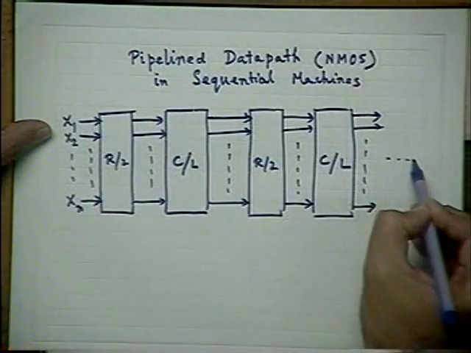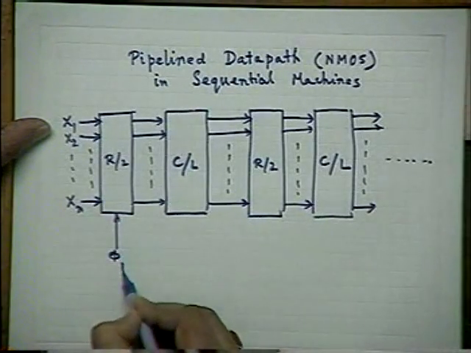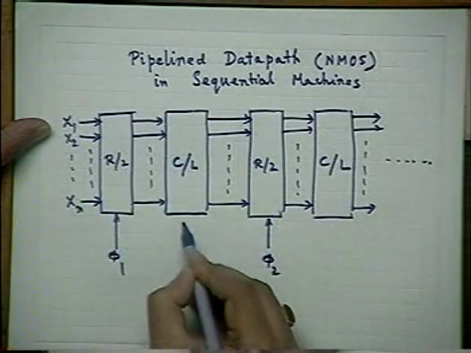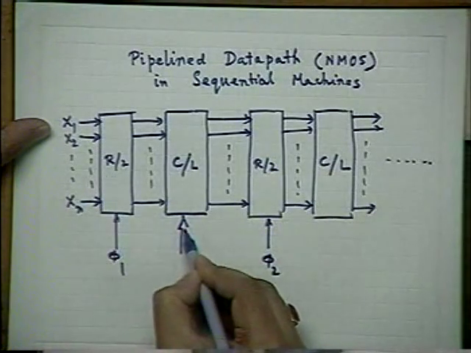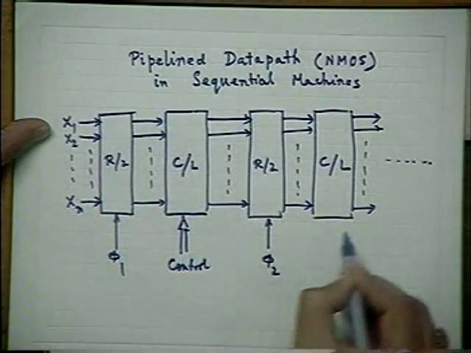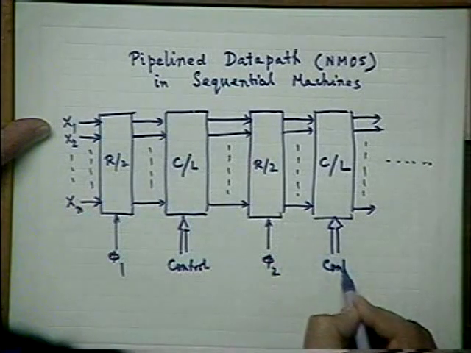So this continues. And you have got the phi 1 here and definitely phi 2 here and so on and so forth. And you have the different controls here. This is one input control. Similarly, this is the next input control. It comes from other parts of the circuit.